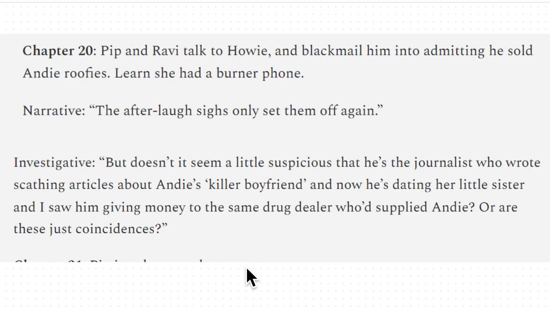The investigative last line is, "But doesn't it seem a little suspicious that he's the journalist who wrote the scathing articles about Andy's killer boyfriend, and now he's dating her little sister, and I saw him giving money to the same drug dealer who'd supplied Andy? Or are these just coincidences?"